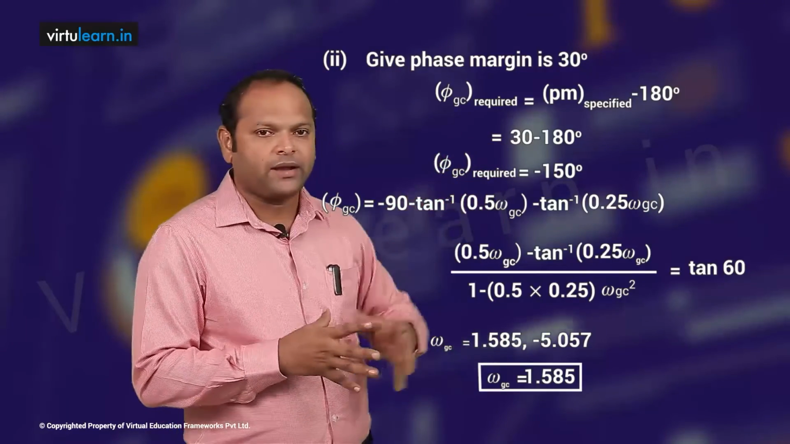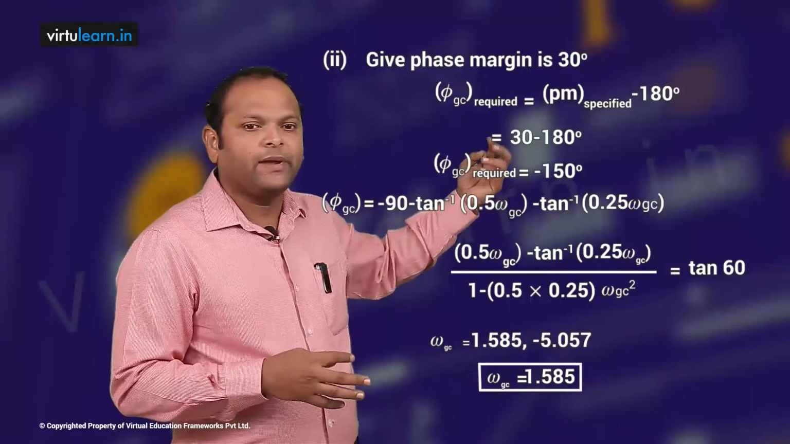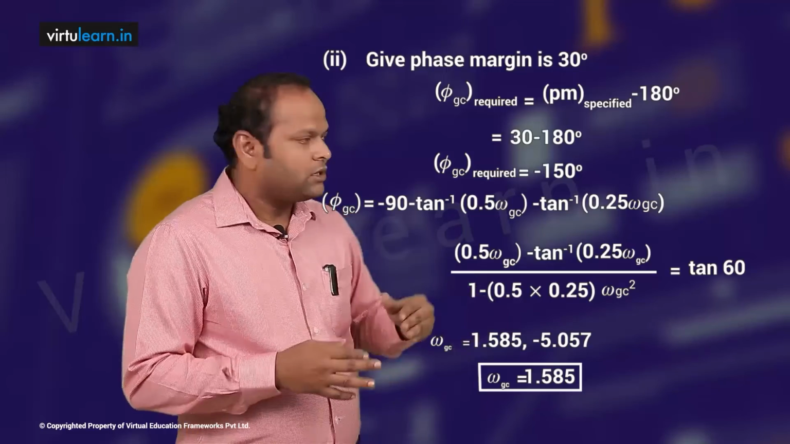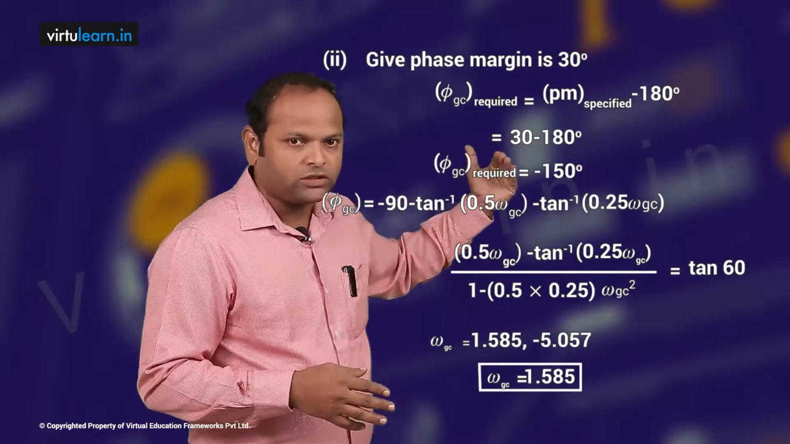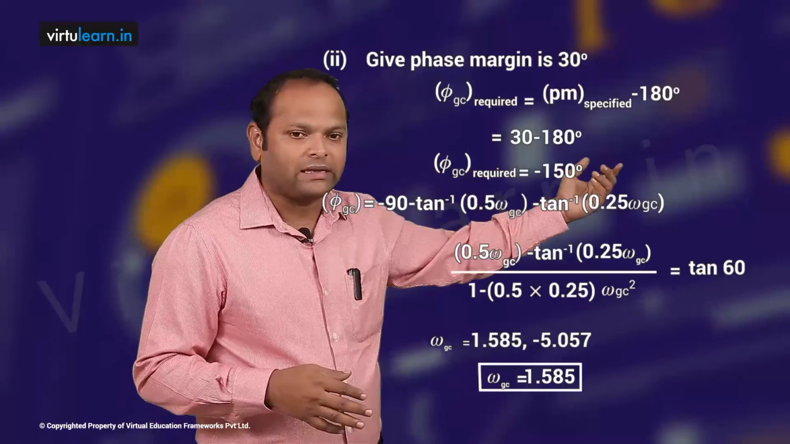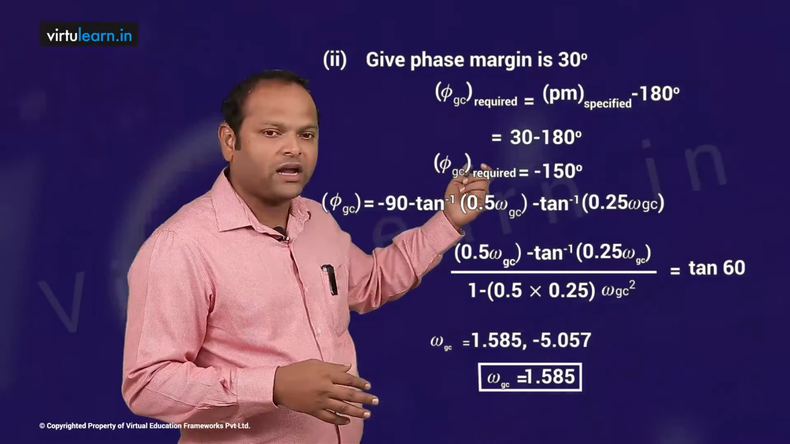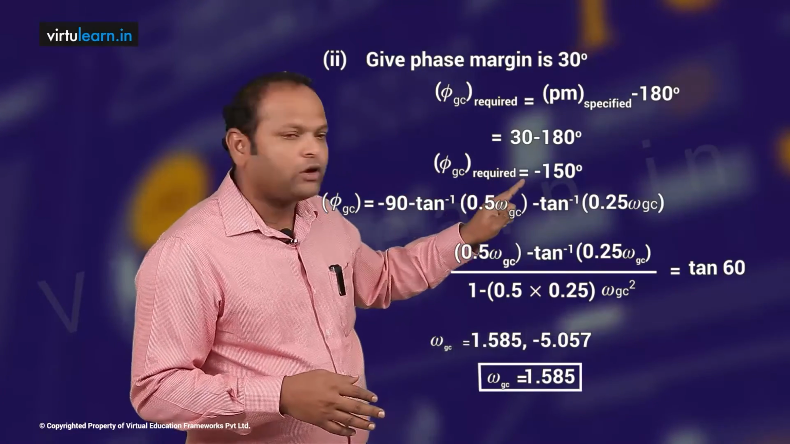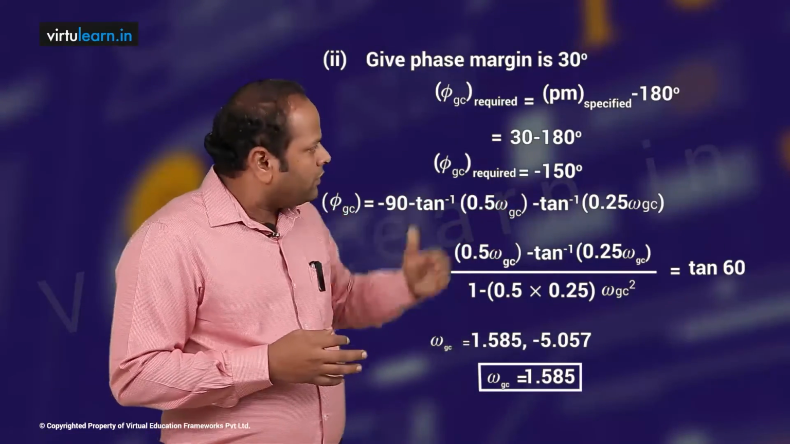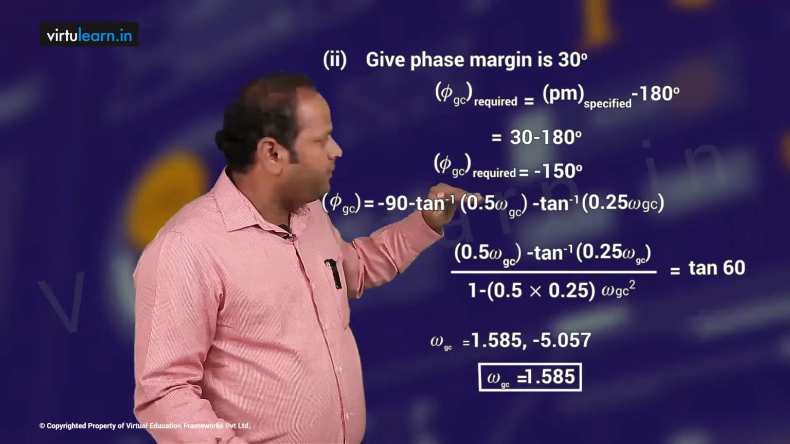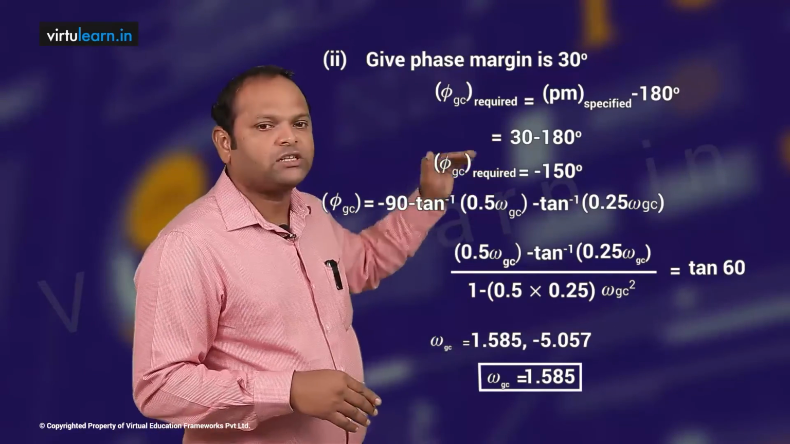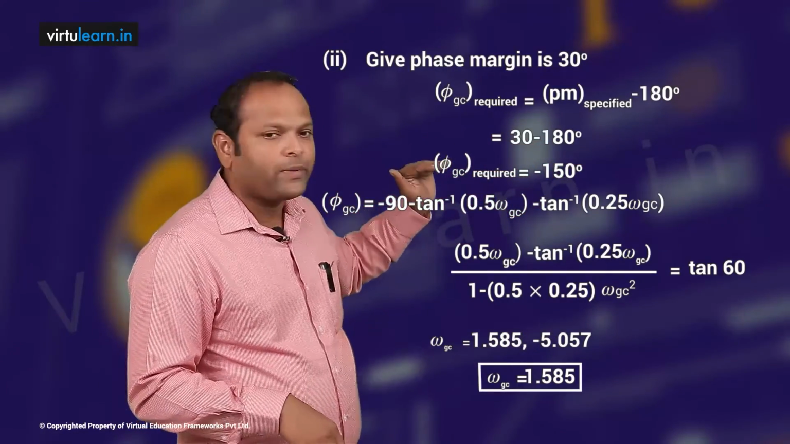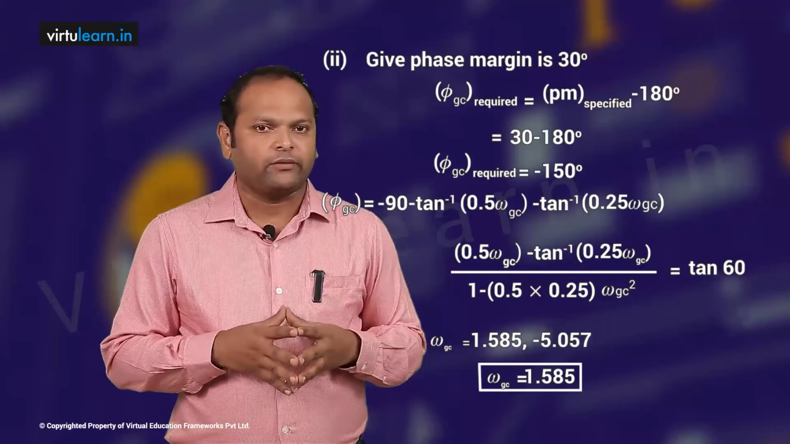So we can cancel all minus. Then we will be getting 150. I have already 90, that will be 60. So then apply tan on both sides. When you apply tan on both sides, we have tan 60 here, and here we have 0.5 omega GC plus 0.25 omega GC, over 1 minus 0.125 omega GC square. So when you solve this, you will be getting omega GC two values. One is positive, the other one is negative. Generally frequency we should always take the positive value, so that omega GC is going to be 1.585.